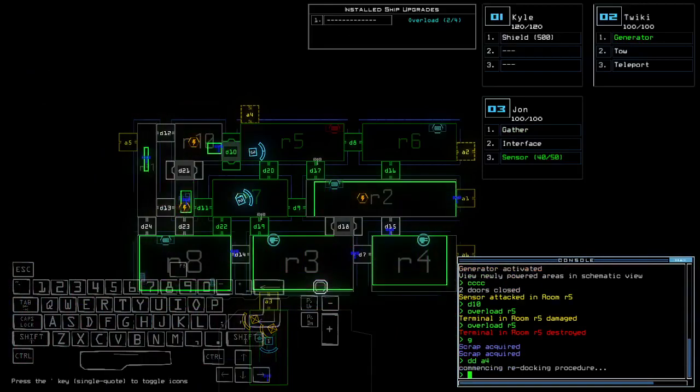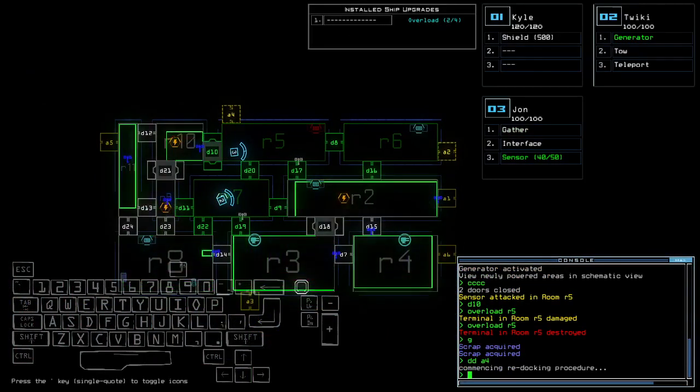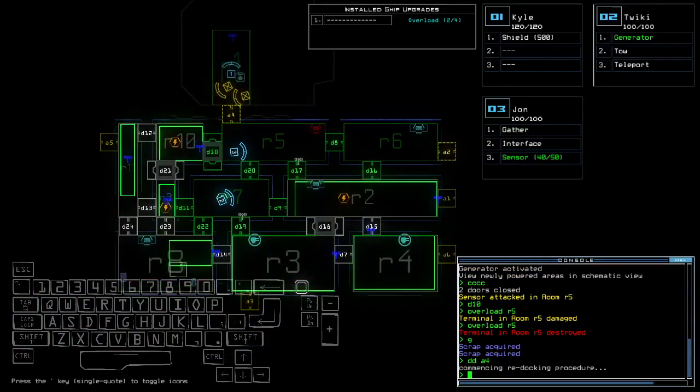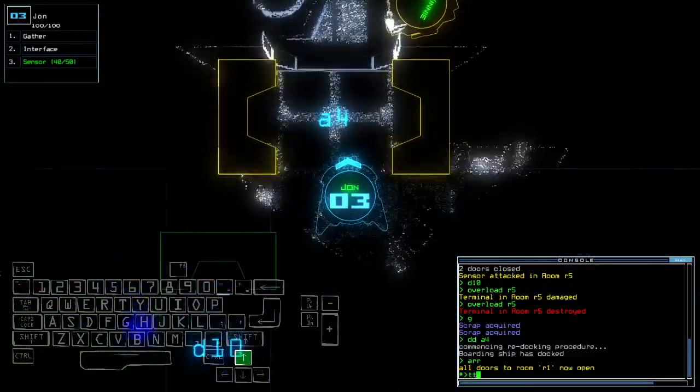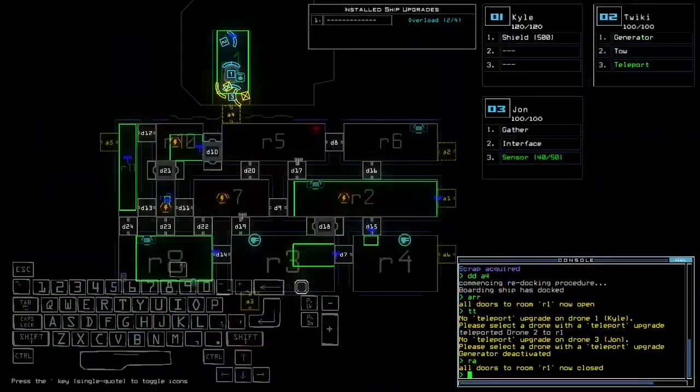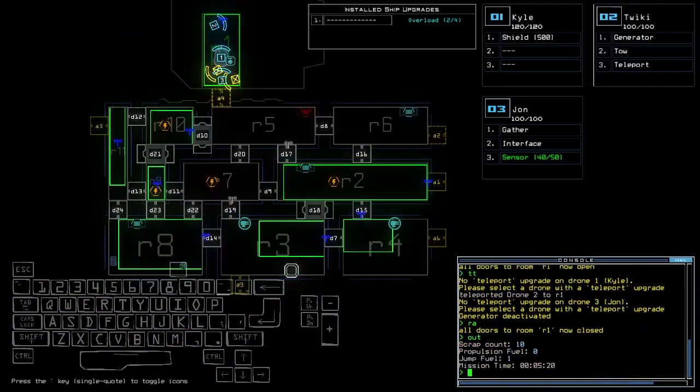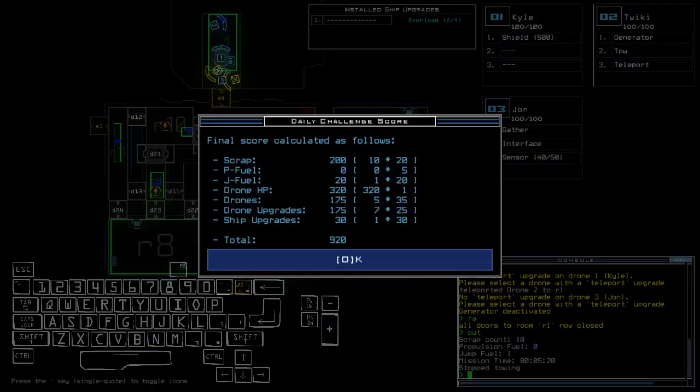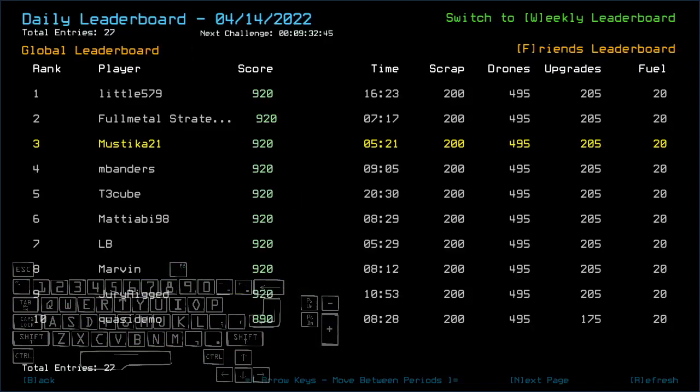Alright. That's that for us for today. 9:20 for now, we're coming. Teleport is definitely useful, along with shield as well. Ha! Beating LB by 8 seconds, how about that?